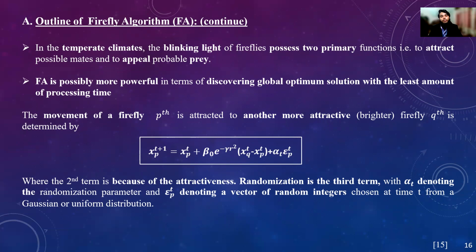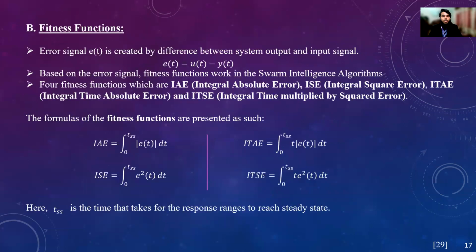The new position of the firefly will be updated based on the shown equation. Here, the second term is because of attractiveness. Randomization is the third term, with alpha t denoting the randomization parameter.